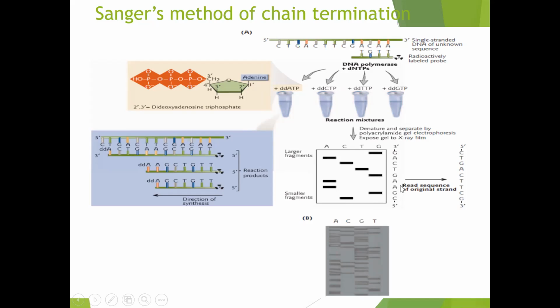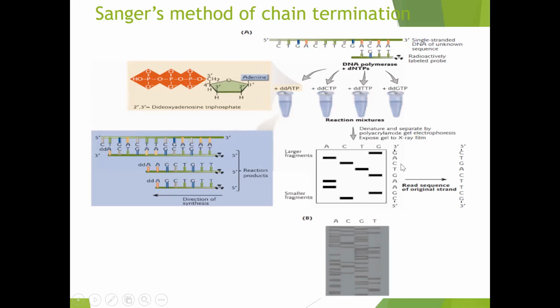And this band indicates the termination at A. This band indicates again termination at A, G, T, C, A, G. And this will be the sequence of the longest nascent fragment, that means the longest DNA molecule that is generated in the reaction.